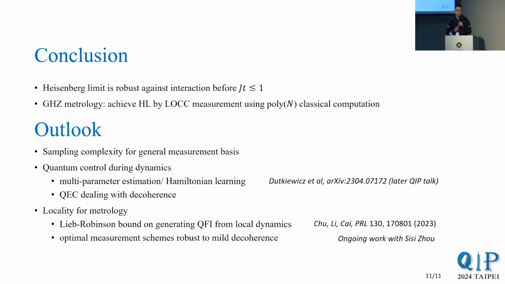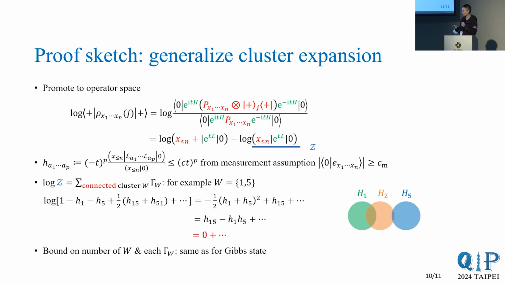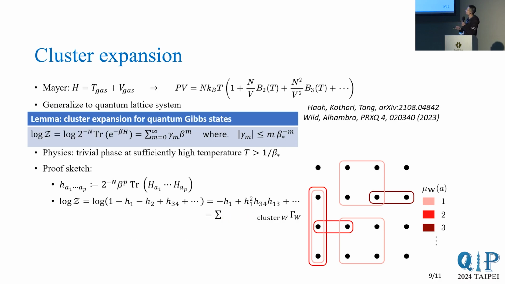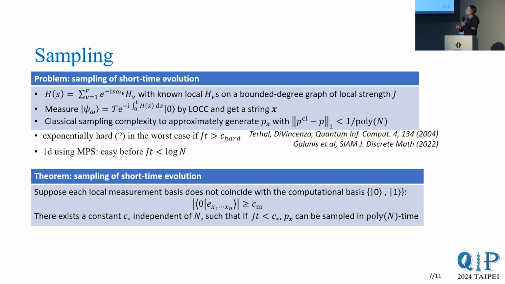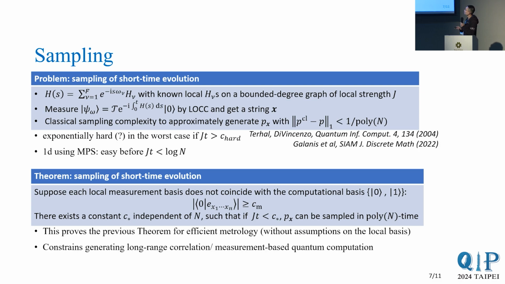More questions? I can ask one more. Can you show your first sampling slide where you define this H of S? It's a very silly question. What is this e to the minus i omega? Is this even Hermitian? What's going on there?